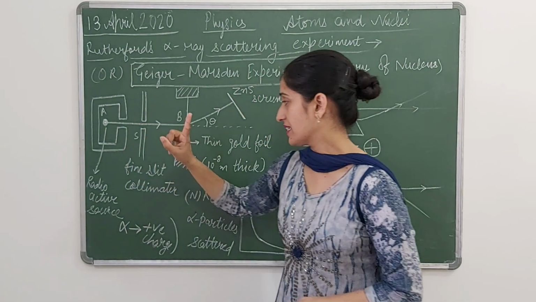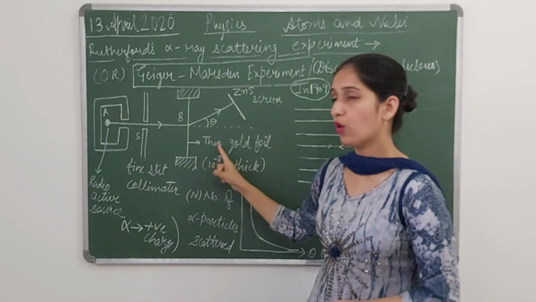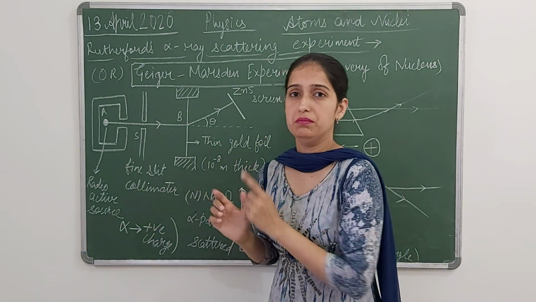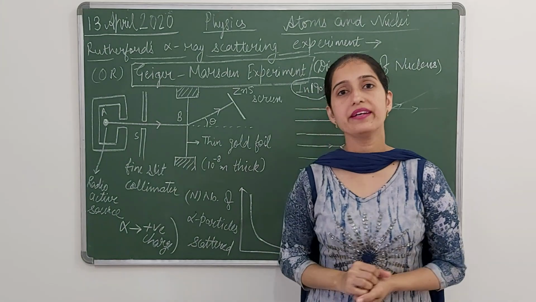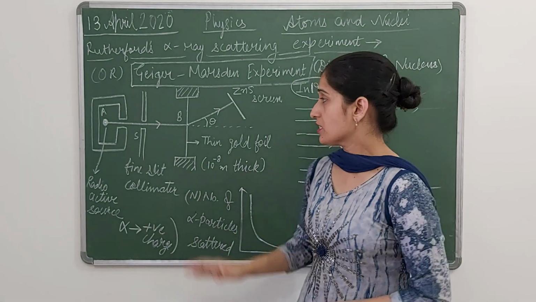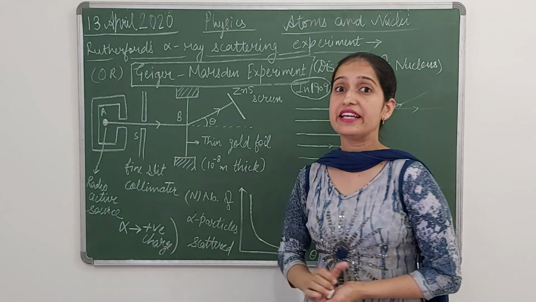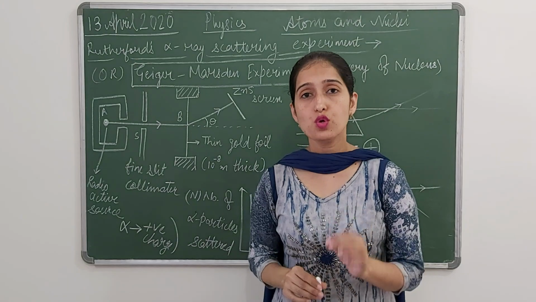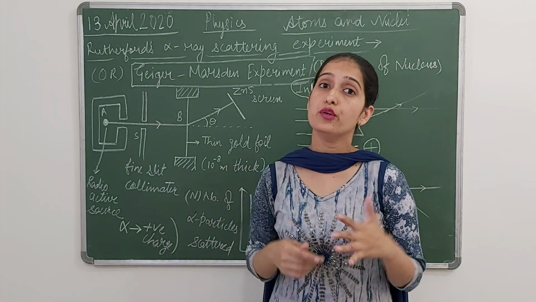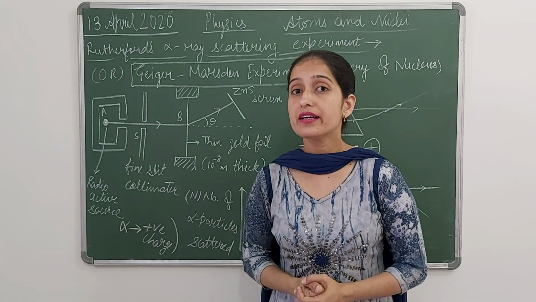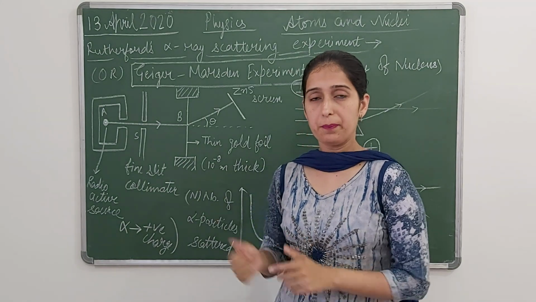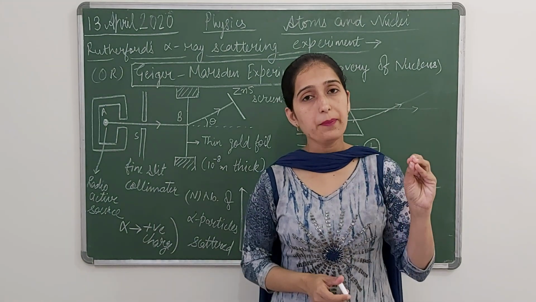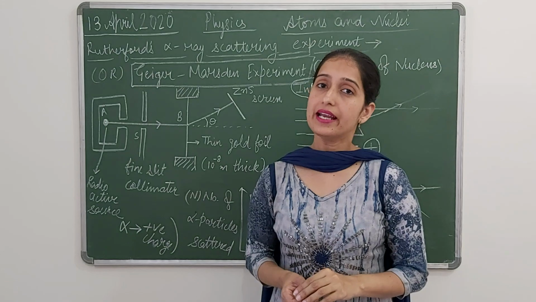Radioactive element, fine slit collimator, thin gold foil and zinc sulfide screen. It is a photographic film. I think the experimental setup is clear to you. This whole setup was placed in vacuum so that alpha particles are not going to scatter with air molecules.